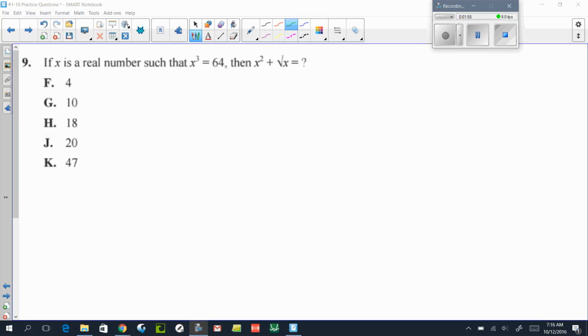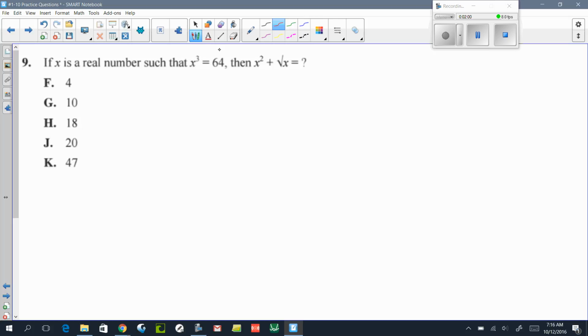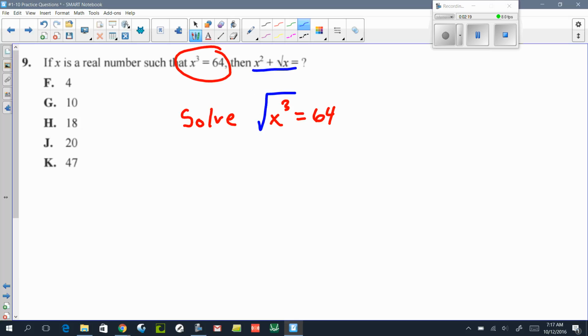Number 9 is another very common type of question that you might see on your ACT. It's going to ask you to solve an equation. So this is the equation we're going to be solving. So basically what we have to do here is we have to solve x cubed equals 64. And then when we're done with solving this, we're going to use our solution to finish the problem up here. So in order to get rid of this cube, we have to take the cube root. And the cube root of positive 64 is 4. So we know that x has to be 4 in this particular case.